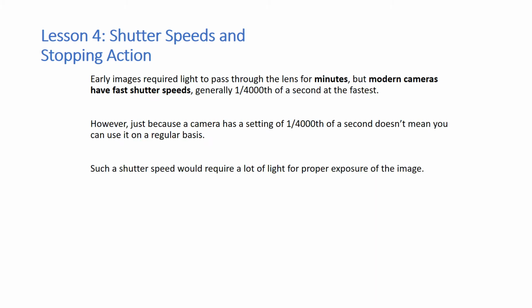Early images required light to pass through the lens for minutes, but modern cameras have fast shutter speeds, generally 1/4000th of a second at the fastest. However, just because a camera has a setting of 1/4000th of a second doesn't mean you can use it on a regular basis. Such a shutter speed would require a lot of light for proper exposure of the image. So that's just a very extreme case example.